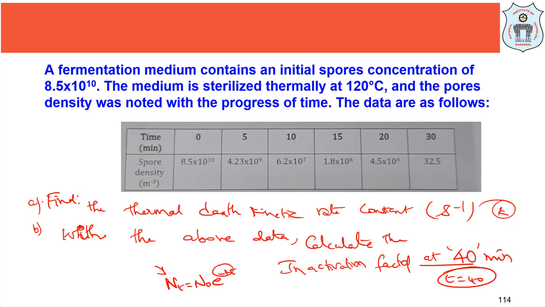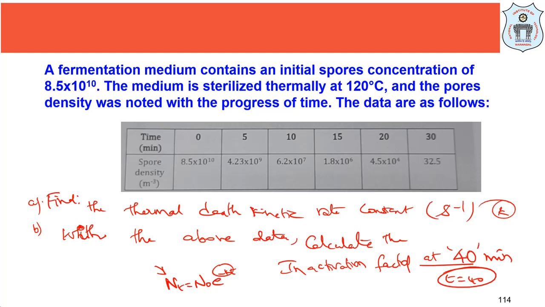Now what you have to do is a straightforward application of equation 6.2, which we have discussed already. So what is the equation? Nt by n naught equal to e power minus kt. Nt by n naught equal to e power minus kt. So that equation is the log form. Nt by n naught equal to e power minus kt, right?